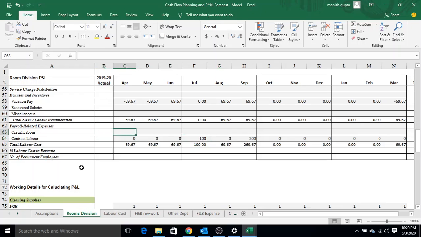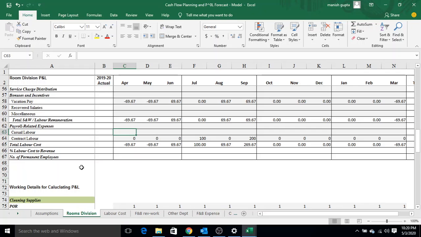Casual labor is similar. The difference between casual and contract is that contract is based on 1 full month, and casual are day by day staff. So you can either hire casual or contract staff. For F&B, usually you have more casuals than contract laborers, and for the rooms department, which has fixed jobs, usually you hire contract labor more than casual laborers. Now this was the labor cost.